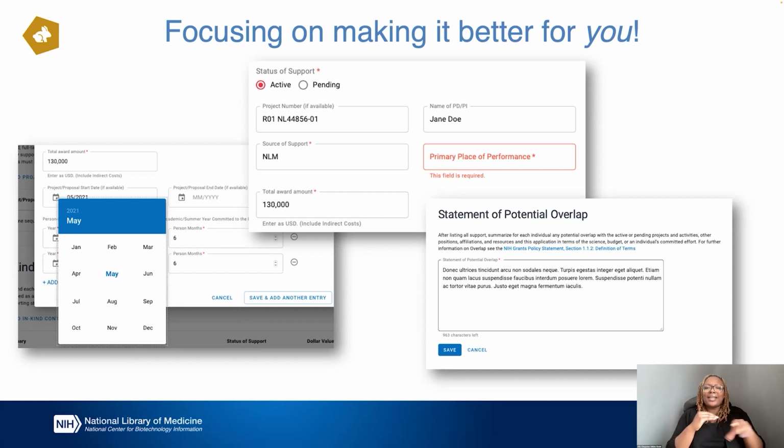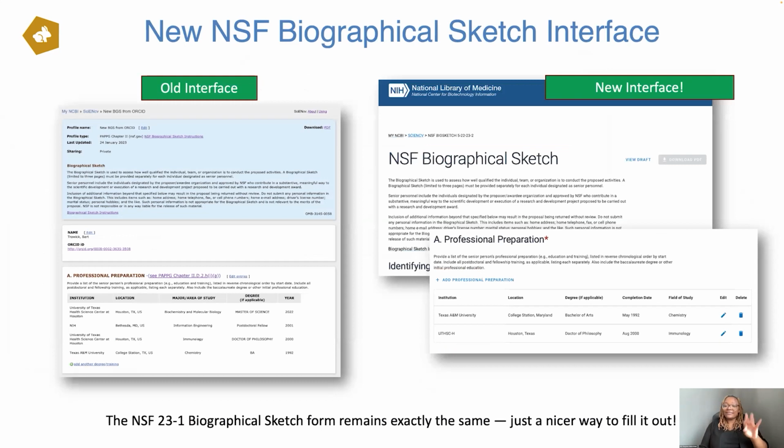It makes it easier to fill it out, has a nice fresh look, and we think it makes the experience much, much nicer. So you will find this now if you go in to fill out the current and pending support forms for NSF. We are working on bringing this new interface over for the biographical sketch side as well. You can fill out a biographical sketch. We do support the 23-1, but later this summer, you're going to notice that you have a nice new interface on top of it.